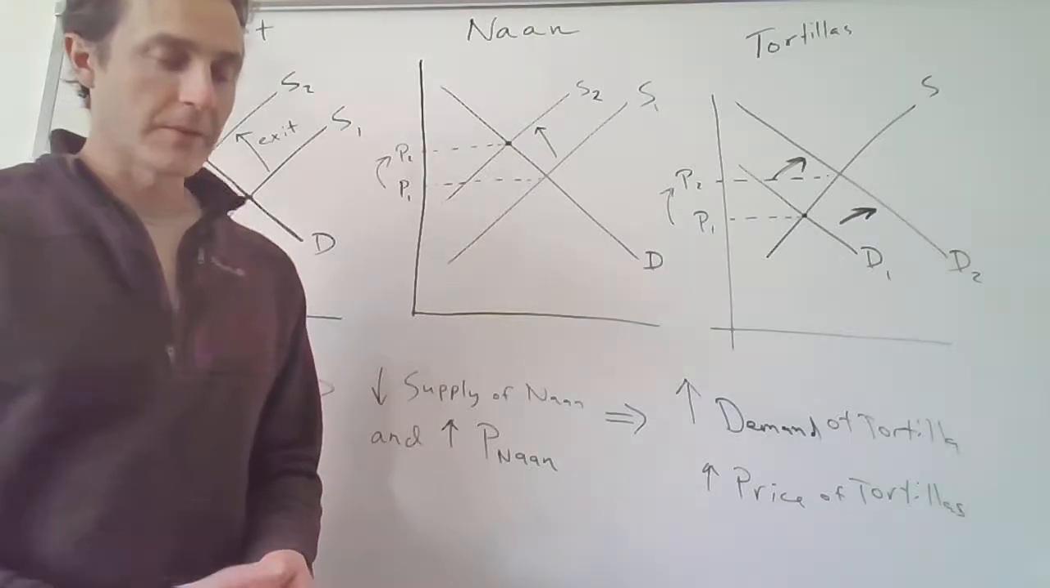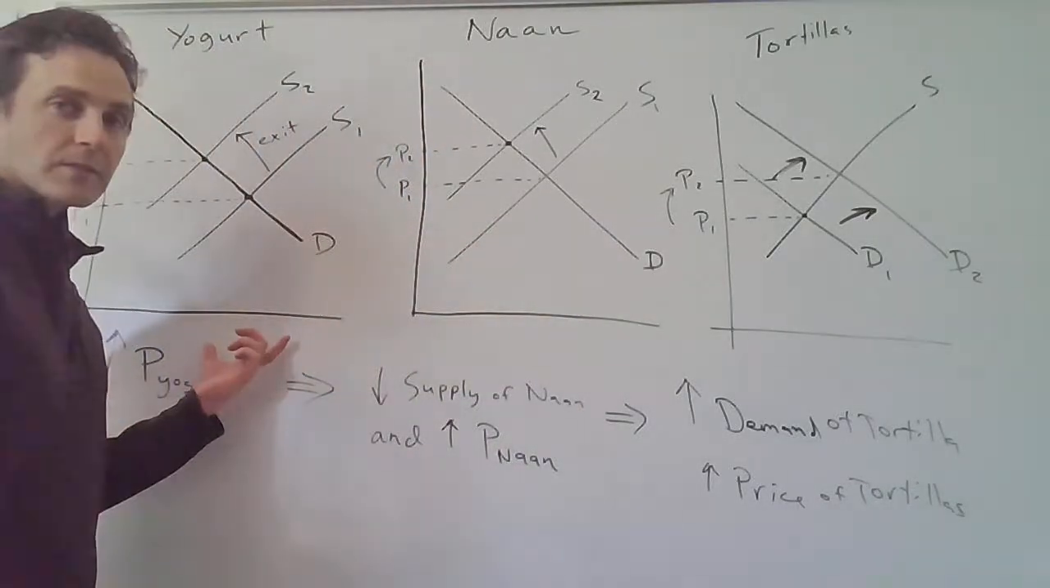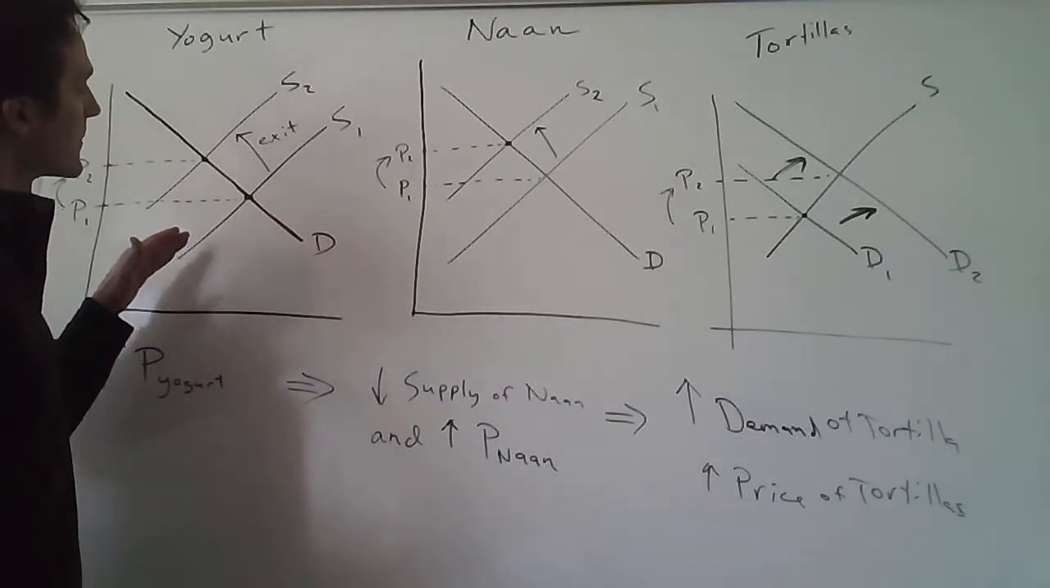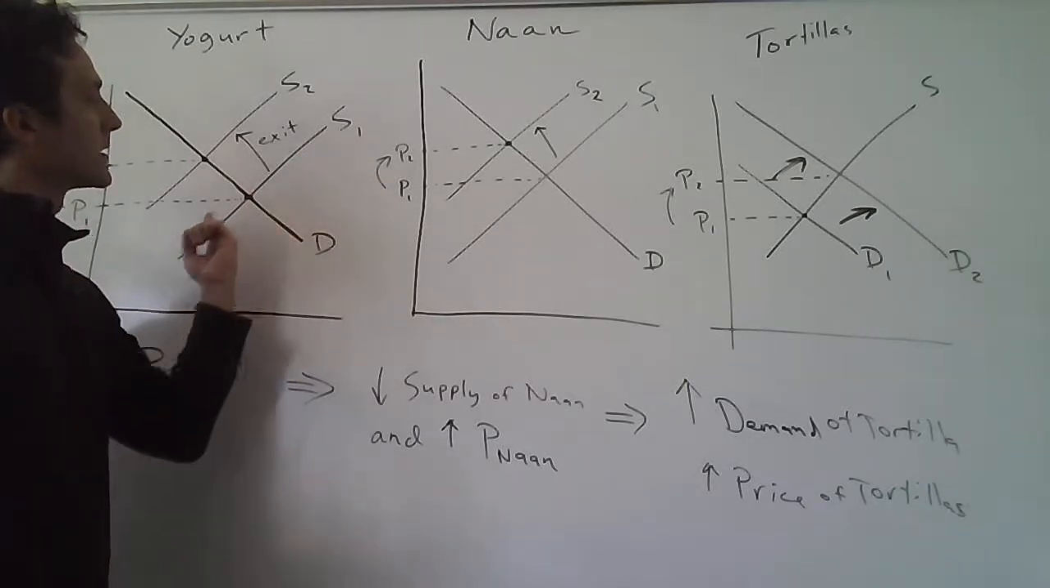Okay, so first let's think about directly what happens in the yogurt market. We have a depiction over here of the yogurt market. We have a downward sloping demand curve. And initially we're in the situation where our supply curve is like this.